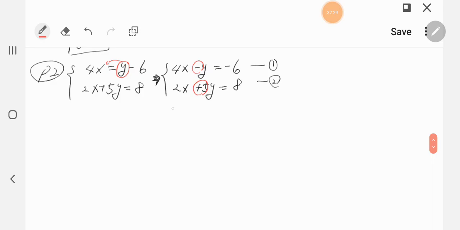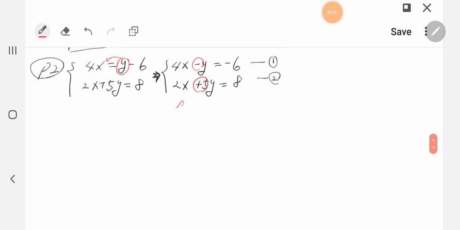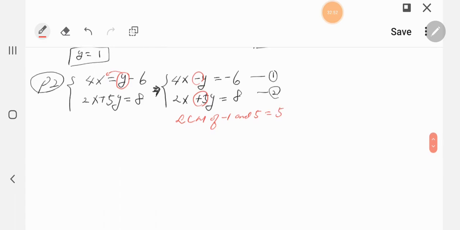So what's the LCM? LCM of negative 1, negative 1 or 1, it doesn't matter, 1 and 5 is 5, right? So we want to make it 5. LCM of negative 1 and 5 is 5 or negative 5, doesn't matter. So let's make it negative 5 and 5.